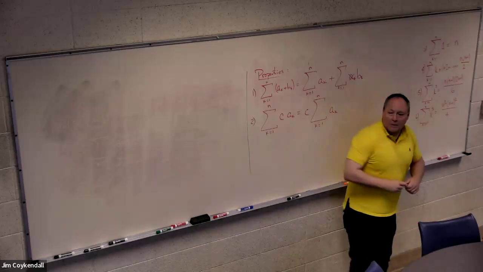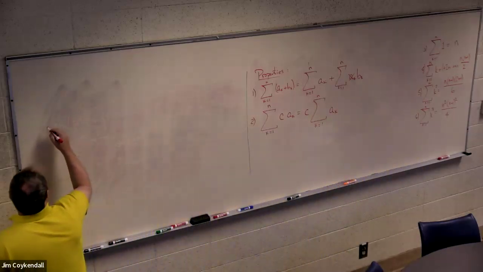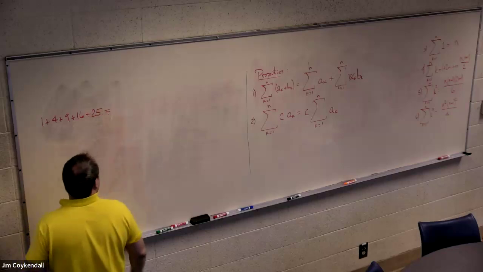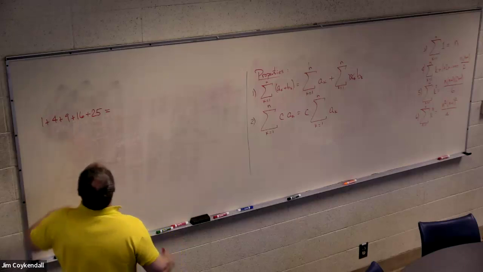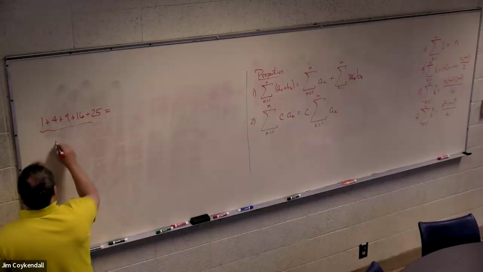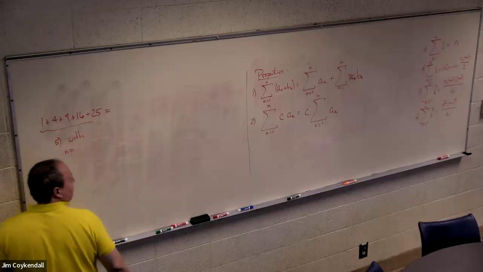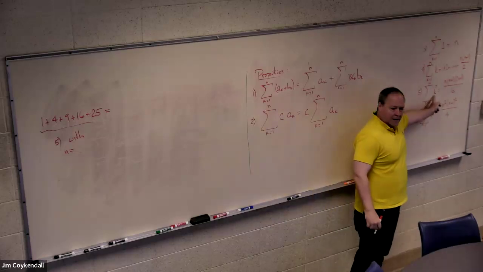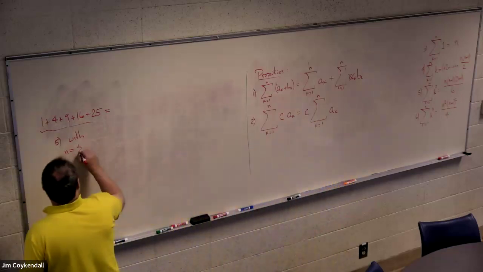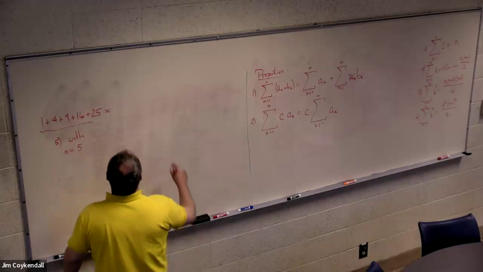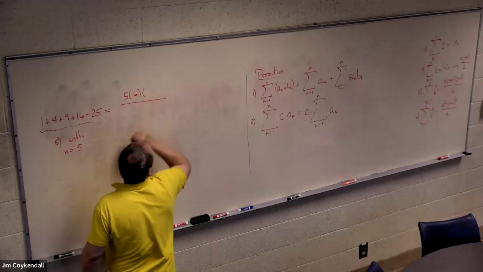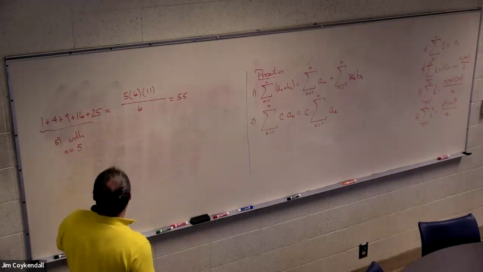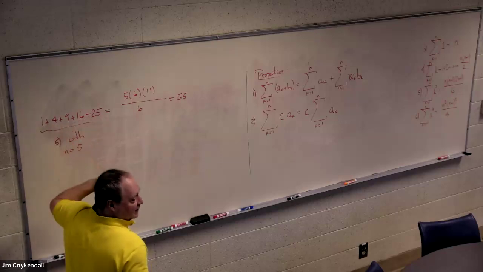So, for example, in formula 5, let me just run an example. 1 plus 4 plus 9 plus 16 plus 25. Well, this is formula 5 with n equal to what? Five, right? So the formula tells me that that should be 5 times 6 times 11 over 6, which is 55. So let's check this. 25, 41, 50, 55. So it works for that.